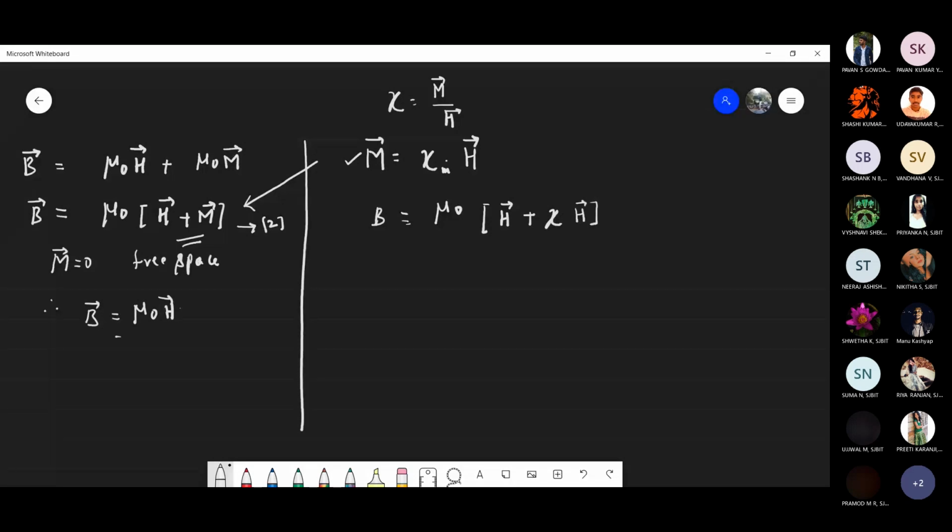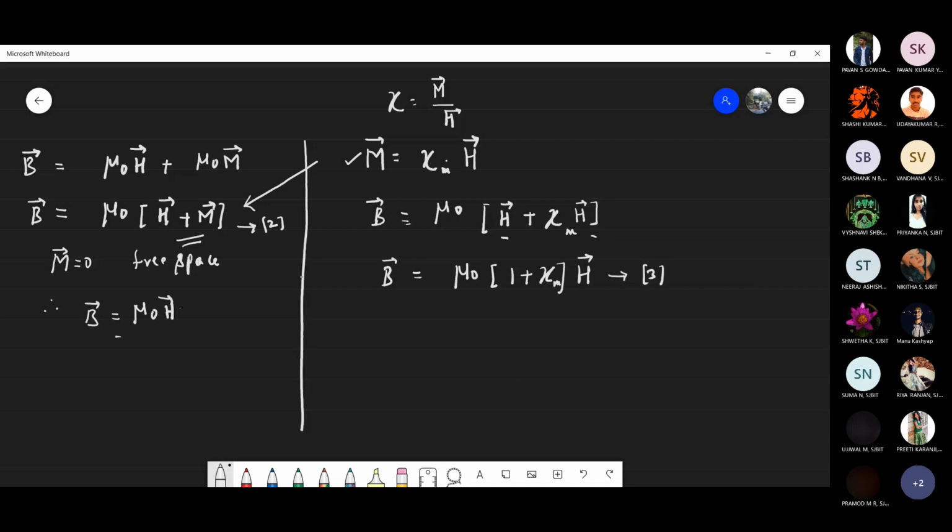Okay, this is psi M. So now if I take H outside this, it will be mu naught. What is this coefficient then? 1 plus psi M, and this is H. Is this okay? Is this equation okay? B is equal to mu naught (1 plus psi M) into H. Call this equation 3.